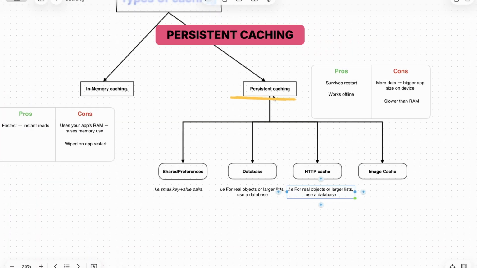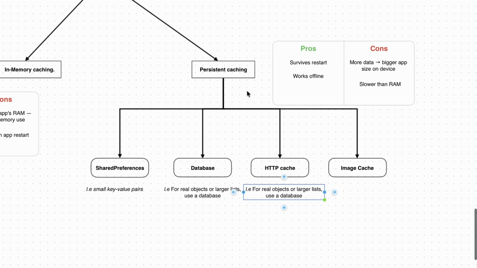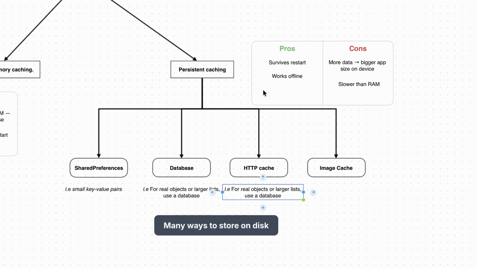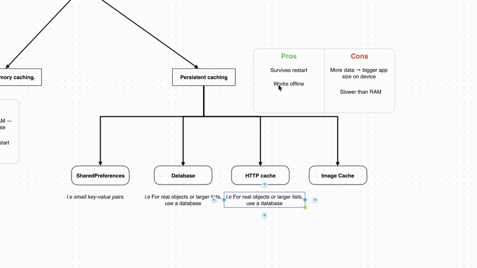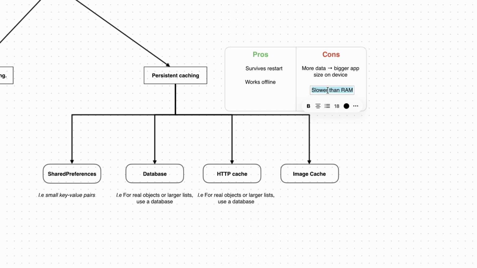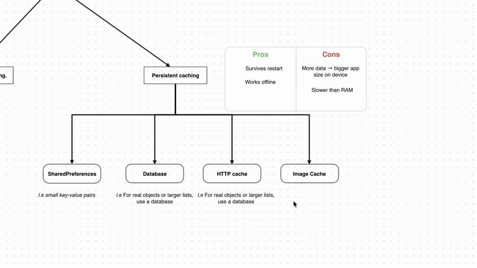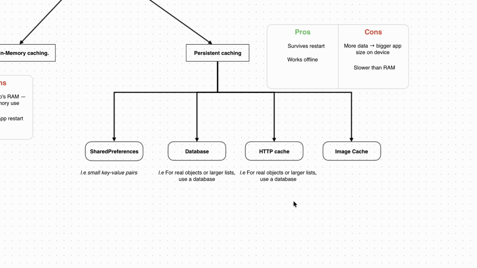Second, persistent caching. Persistent caching stores the data on the device. There are multiple ways you can store the data on disk. Persistent caching survives restarts. It works offline. Cons are, it is slower than in-memory caching, since we are storing inside device storage. The more data you save, the bigger your app size gets. Here are a few ways we can use persistent caching.